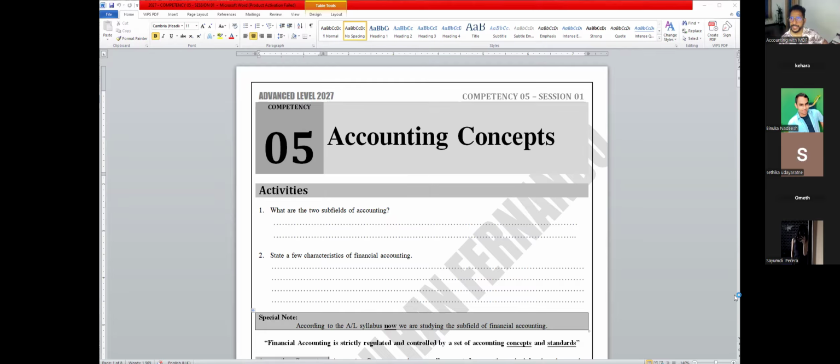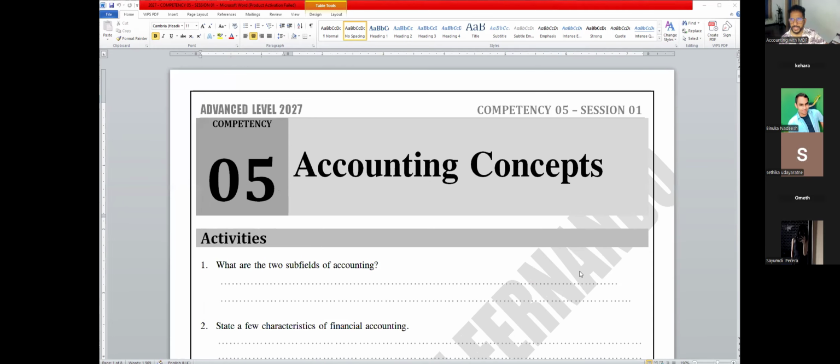Good. And today we are starting the fifth competency, because the fifth competency is accounting concepts. I think everyone has received this particular tutorial in their hand. Puta, before that, let me tell you something.